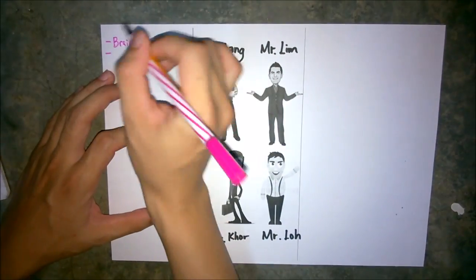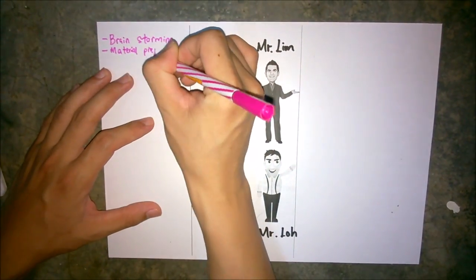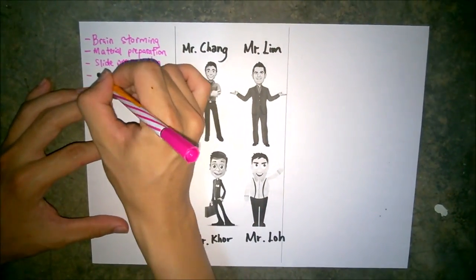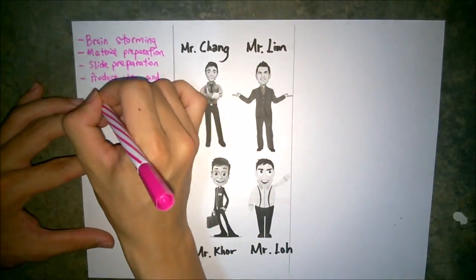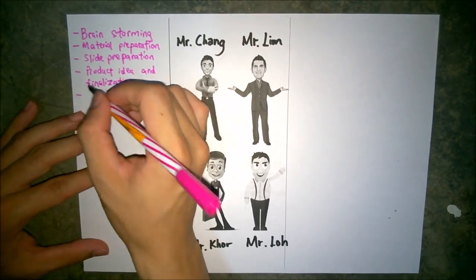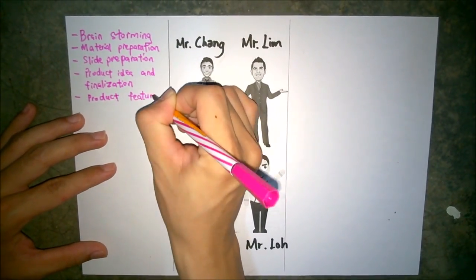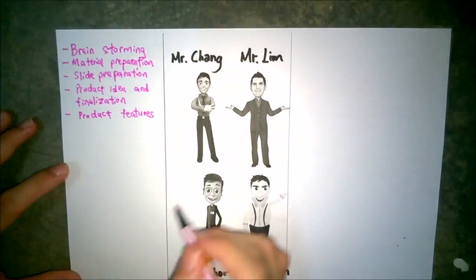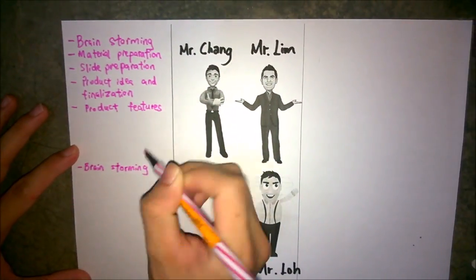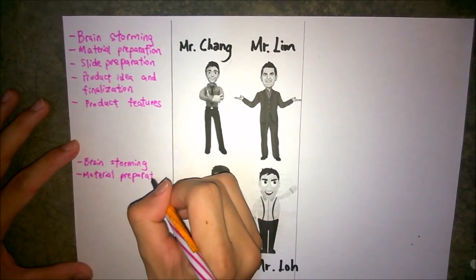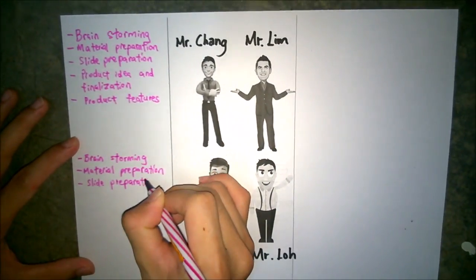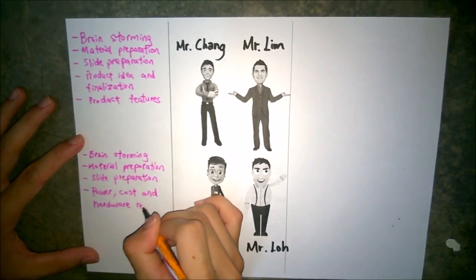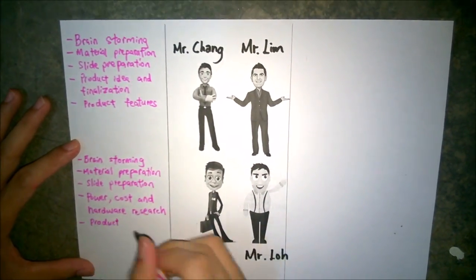Okay, now let's see the job distribution amongst our group members. We all do the brainstorming, material and slide preparation jobs together, and the other jobs we distribute evenly amongst our group members. The first one, Mr. Zhang Ziyi, contributes to the features of the product, the product idea and finalization. The second one is Mr. Ko Ing Wong, and that's me.